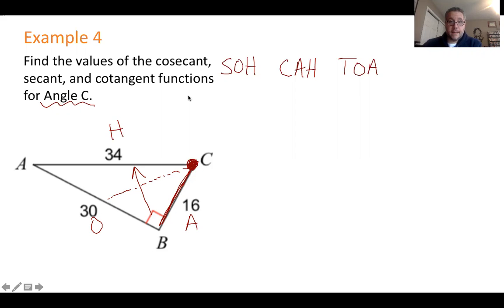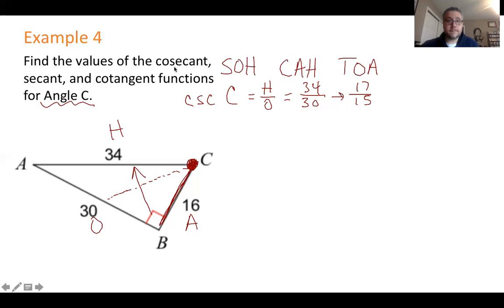The cosecant is CSC. From angle C, the cosecant is related to sine. It's the inverse of sine. So instead of opposite hypotenuse, it's hypotenuse over opposite, which in this case would be 34/30. Now that's fine. If you want to simplify, that's cool too. You can cut them in half. Half of 34 is 17. Half of 30 is 15.